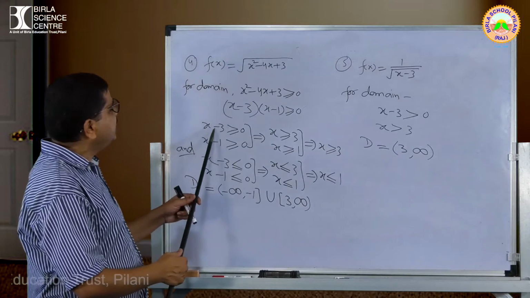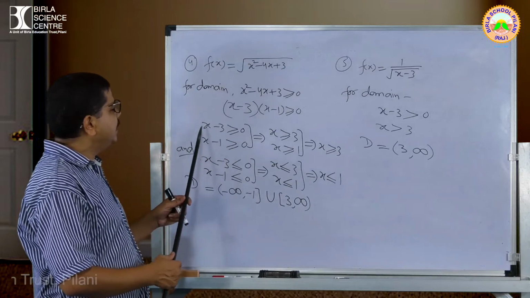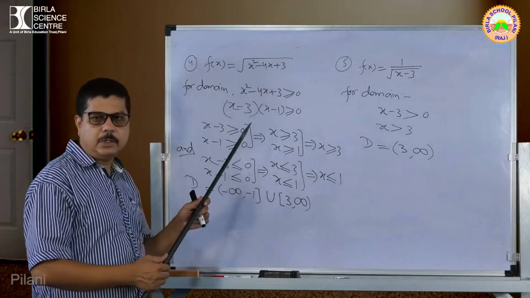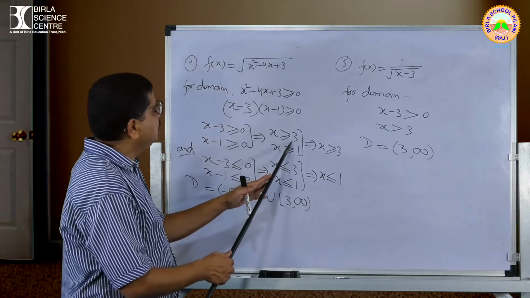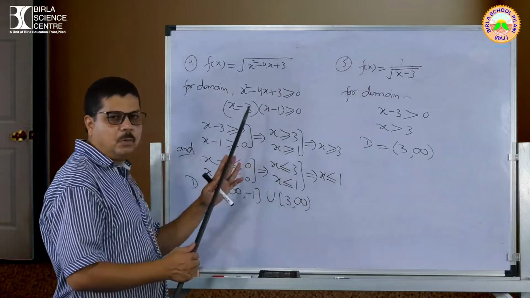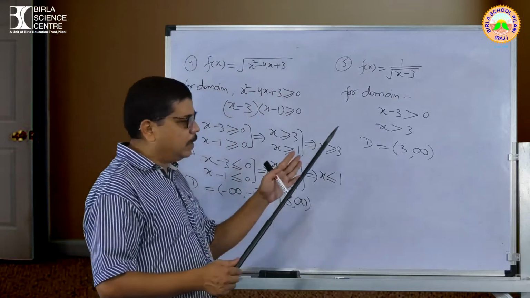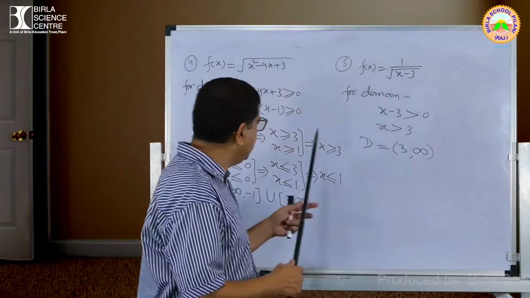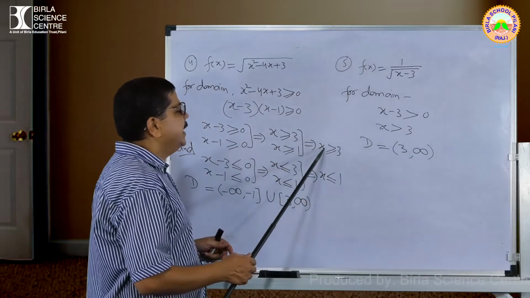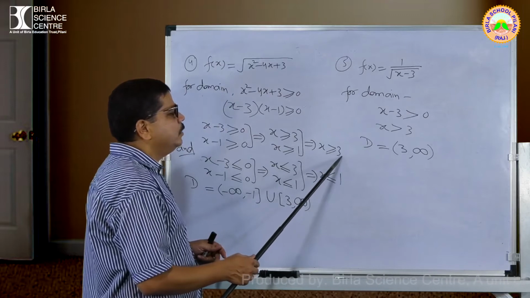So x minus 3 greater than equal to 0, x minus 1 greater than equal to 0, which implies that x greater than equal to 3, x greater than equal to 1. If you find the combined solution, you will find that x is greater than equal to 3.